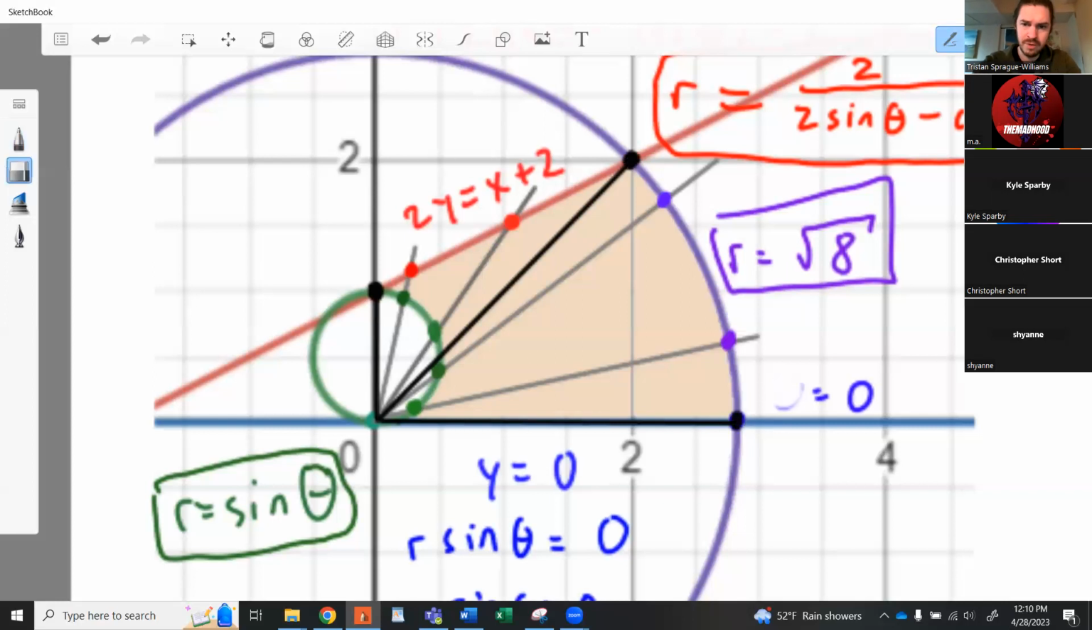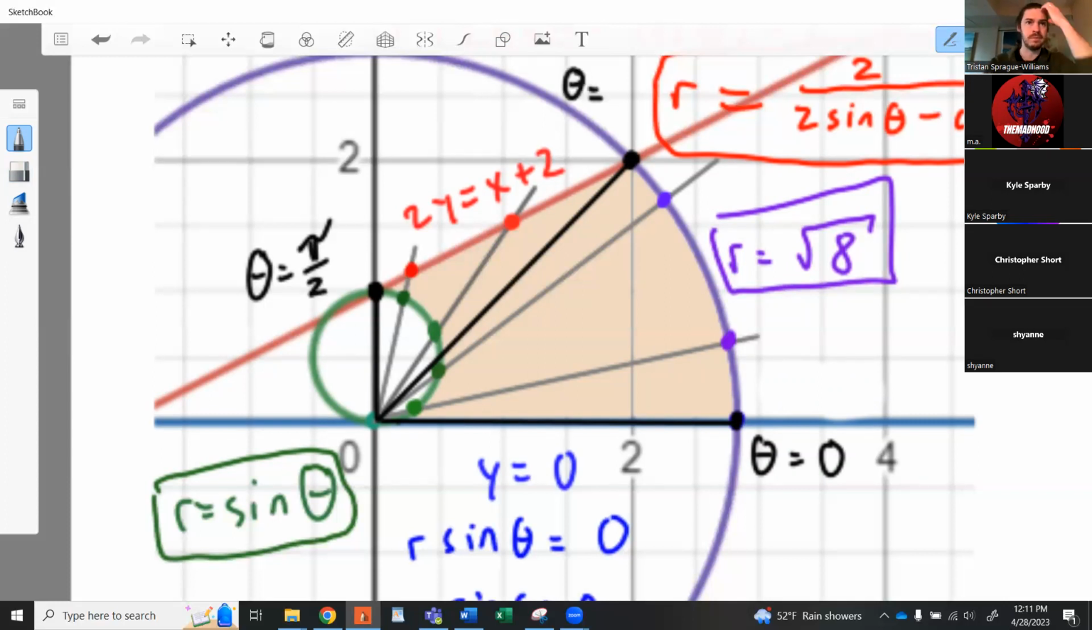This one we already have, right? We got it over here. I wrote it in blue, but I'll write it in black. This is theta equals 0. This one's pretty easy. The red and the green curves intersect right here on the y-axis. So that angle is 90 degrees, or in radians, pi over 2. What is this angle up here? Theta equals what?